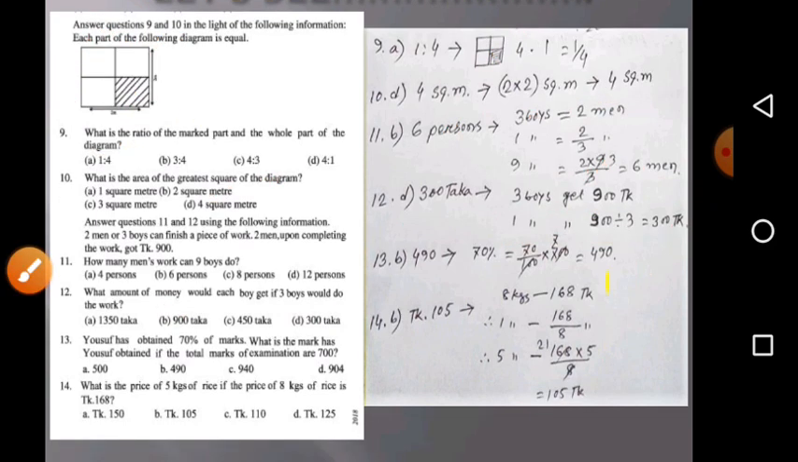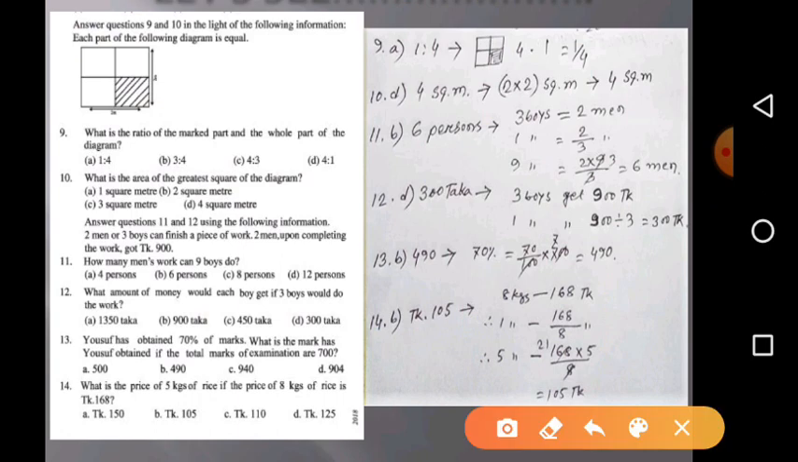Question number 13. Yusuf has obtained 70% of the marks. How many marks has Yusuf obtained if the total marks of the examination are 700?